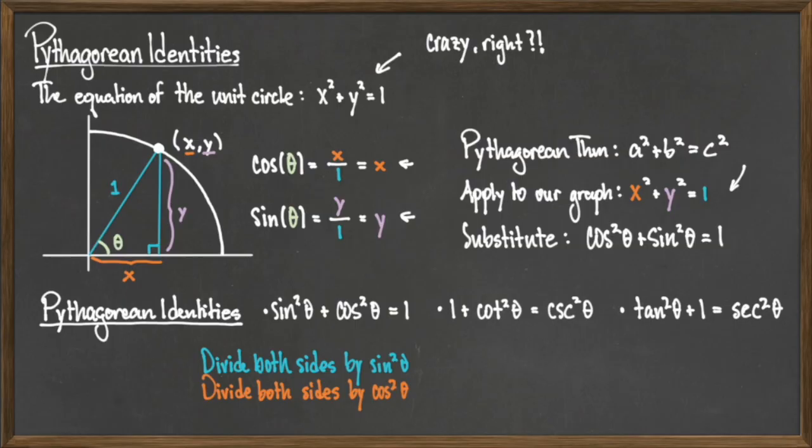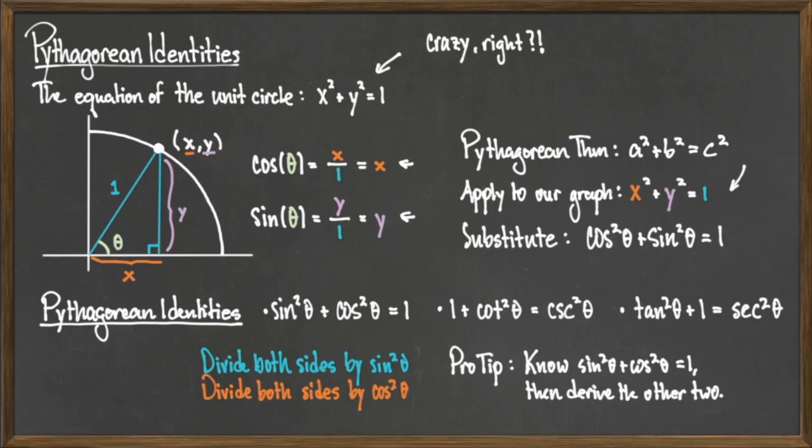Now, if you've seen trig identities in another class before, it's likely that you had to memorize all three. But the Pythagorean identities are very nice because I only need to remember the sine squared theta plus cosine squared theta equals 1 identity, because I can just derive the rest by dividing both sides by either sine squared theta or cosine squared theta.